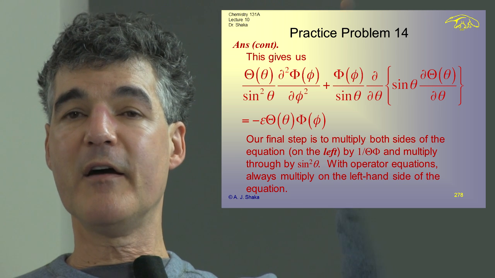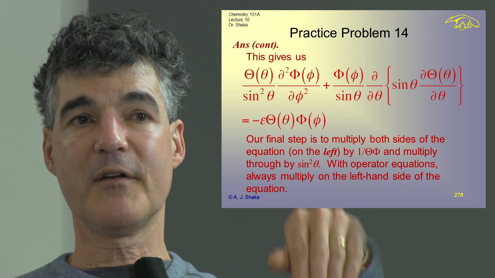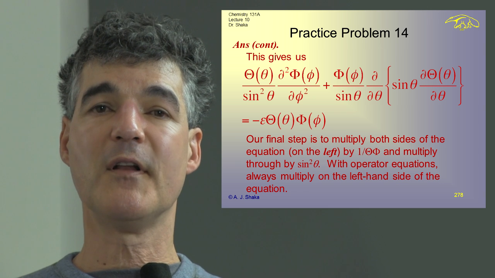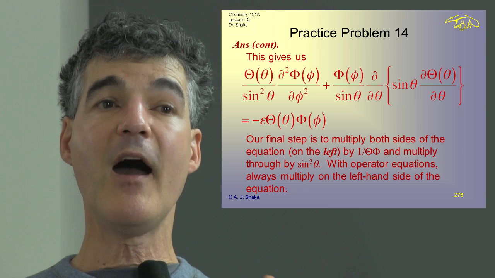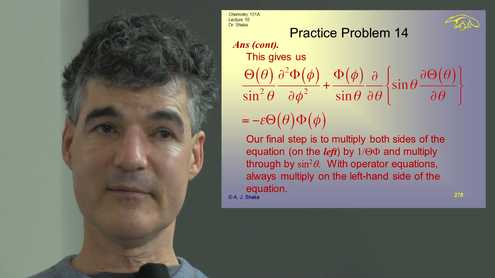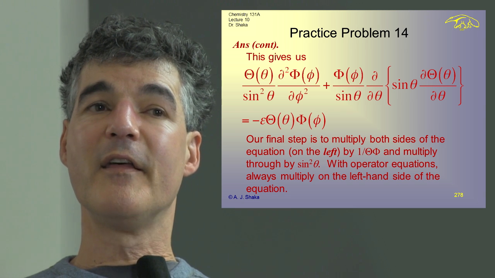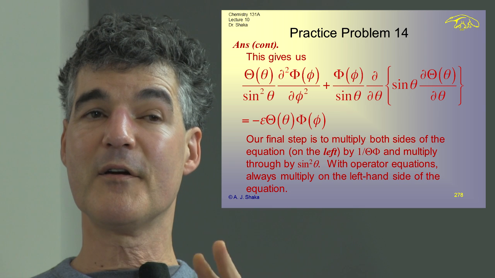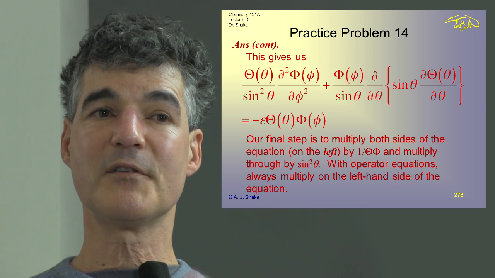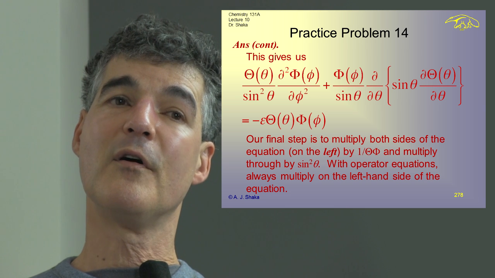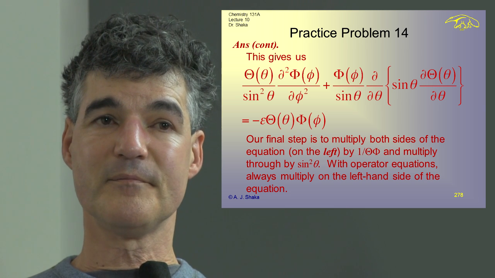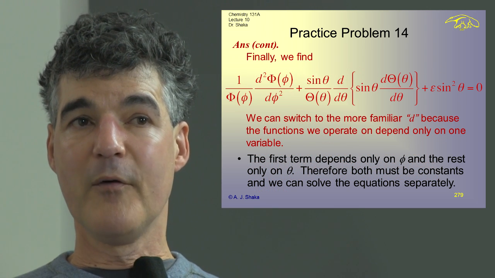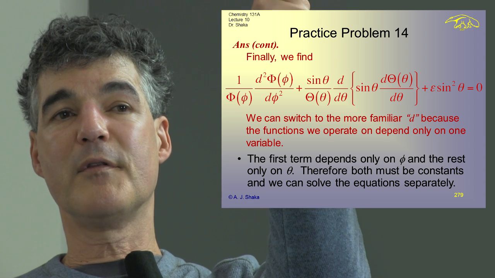Now we've got big Theta out in front, 1 over sine squared theta, second derivative with respect to phi, and then the rest that you can see is equal to minus epsilon times the product. And now if I divide by the product on both sides, the theta goes away in the term with phi, and the phi goes away in the term with theta. But we still have this sine squared, so we have to multiply through the whole equation by sine squared. And then if we do that, we finally find the following. We have 1 over Phi times the second derivative with respect to phi.